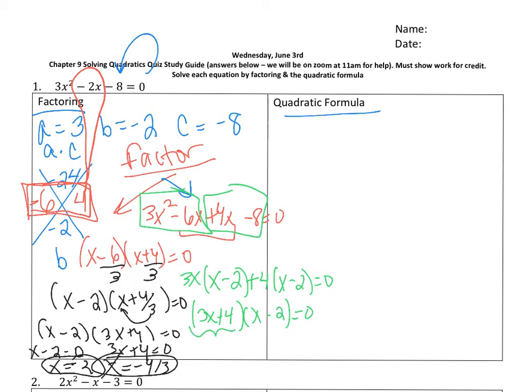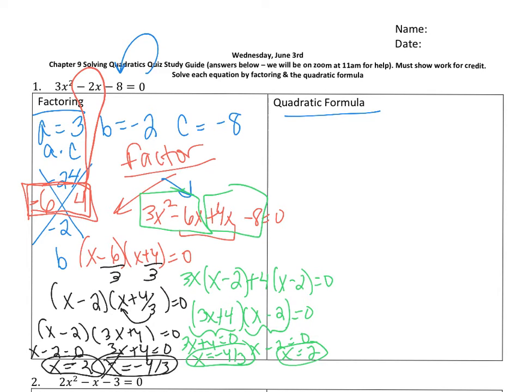You set each factor equal to 0. So again, x minus 2 equals 0. We would get x equal 2. If I set 3x plus 4 equals 0, you subtract 4 and divide by 3, so you also get -4/3. So guys, that's just another way of doing it. It doesn't matter what option you want, the answers are the same.